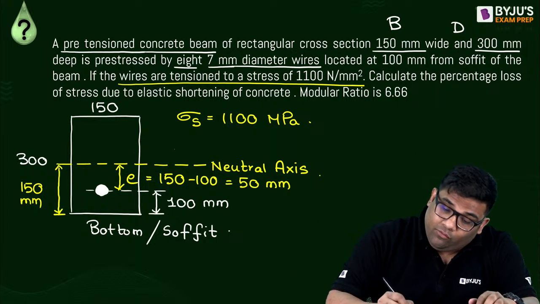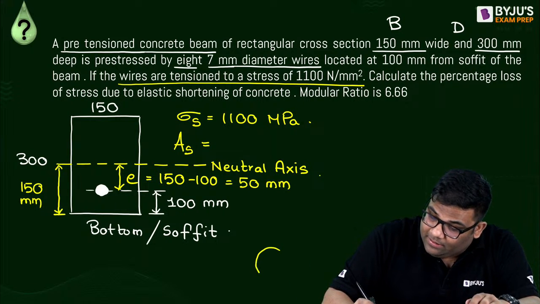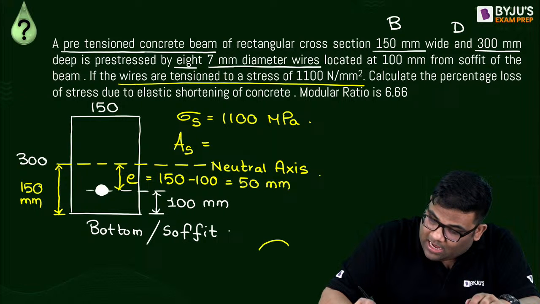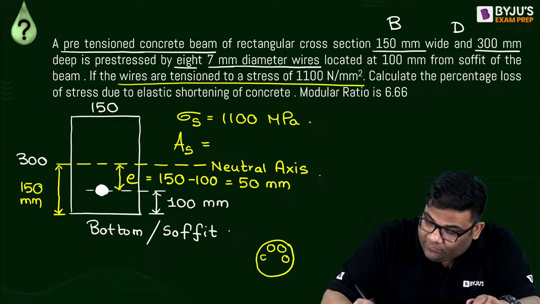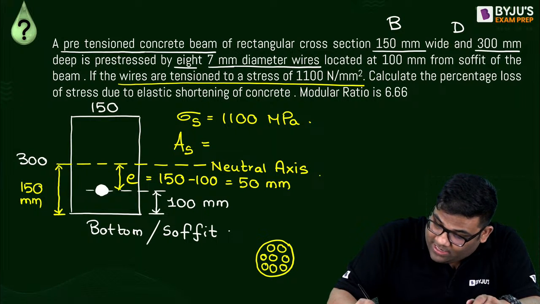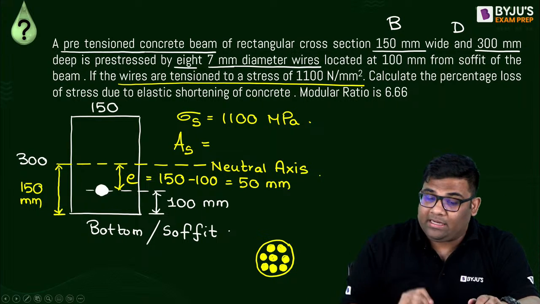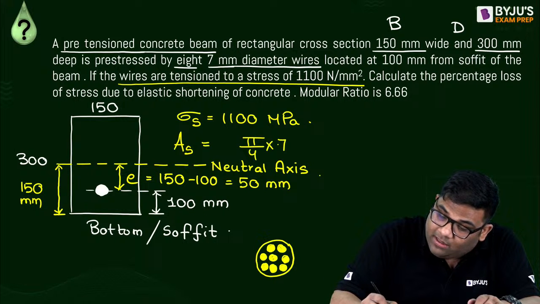Very nice. Now to find out the area of steel, how to find it? You see this tendon is comprising how many wires? 8 wires are there: 1, 2, 3, 4, 5, 6, 7, 8. In this tendon 8 wires are there, and each wire is 7 mm. अगर एक वायर का डायमीटर 7 mm है तो उसका एरिया कितना हो जाएगा? Pi by 4 into 7 square. Yes, pi by 4 d square.